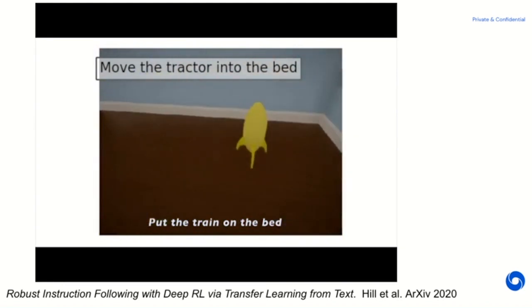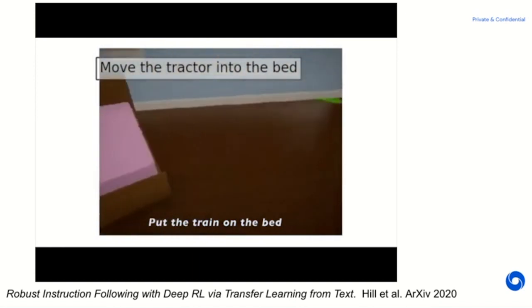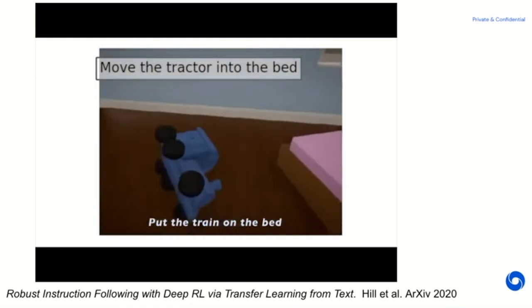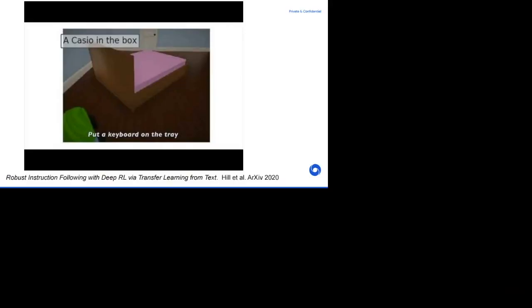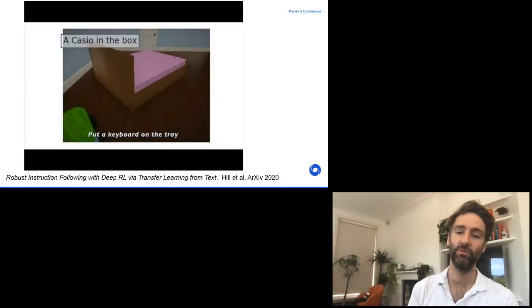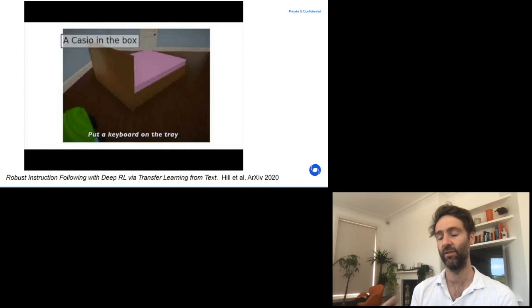In this case, it's asked to put a tractor into the bed. The instruction it was trained on was put the train on the bed, and eventually it gets there. So it's probably the case that there's quite a lot of uncertainty in the agent, but of all the objects that it could find in the room, the train was the one that was closest to the tractor, and therefore eventually it did get the right thing.